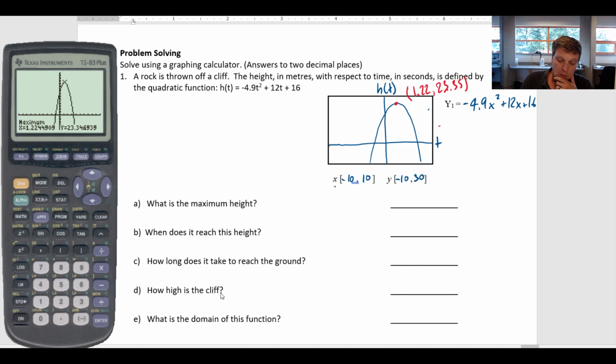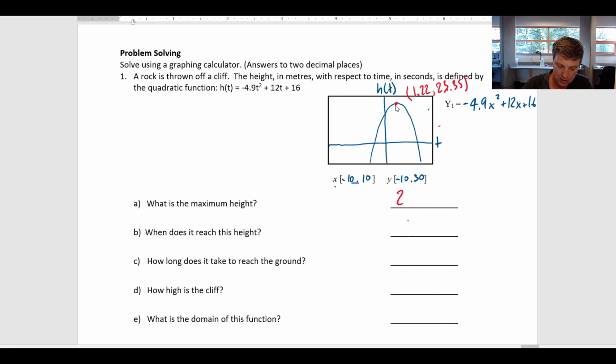Okay, so what does that tell me? Well, h of t is the function which represents height. So the highest that this rock goes is the y value at that maximum. So the height here, the maximum height, is going to be 23.35 meters. And when does it reach that height? Well, it reaches the height at the vertex, and the time that happens is the x-coordinate of the vertex, so that happens at the 1.22 second mark.